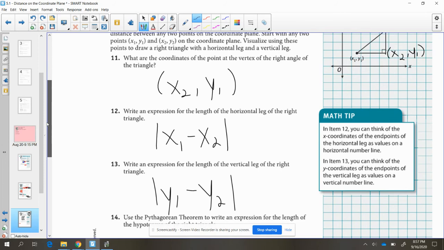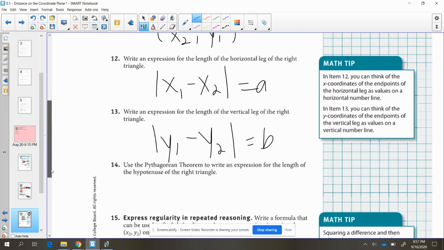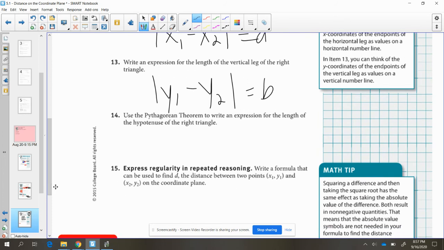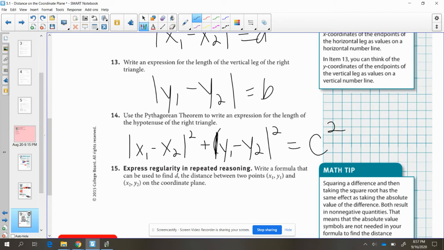And if we call this A and B, okay, so think about this is A, this is B. Together, we would say A squared, aka x1 minus x2 squared, plus the absolute value of y1 minus y2 squared equals our c squared, right? Well, what we said before is that we need to just get c by itself, so we're going to have to square root all of this.